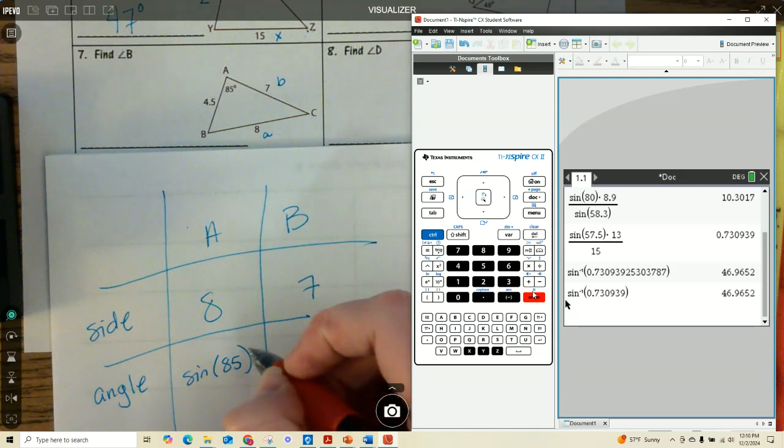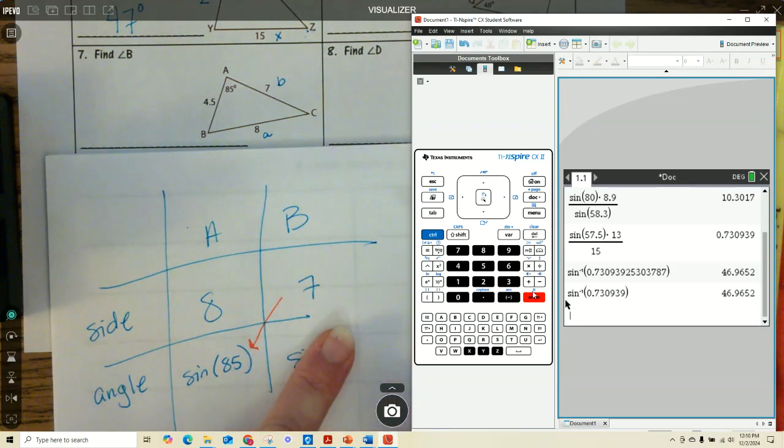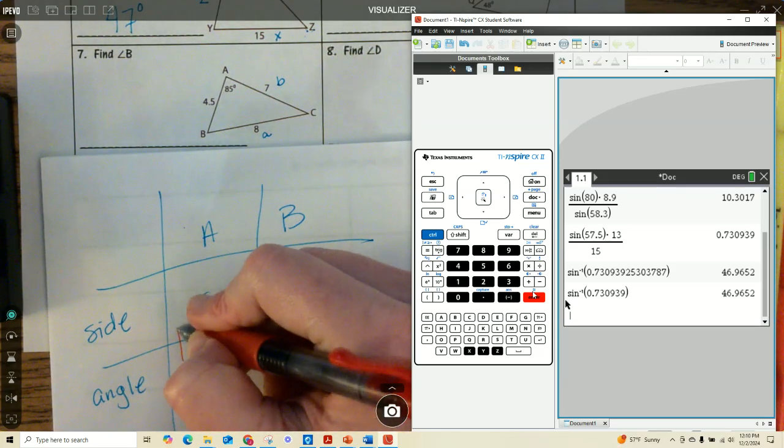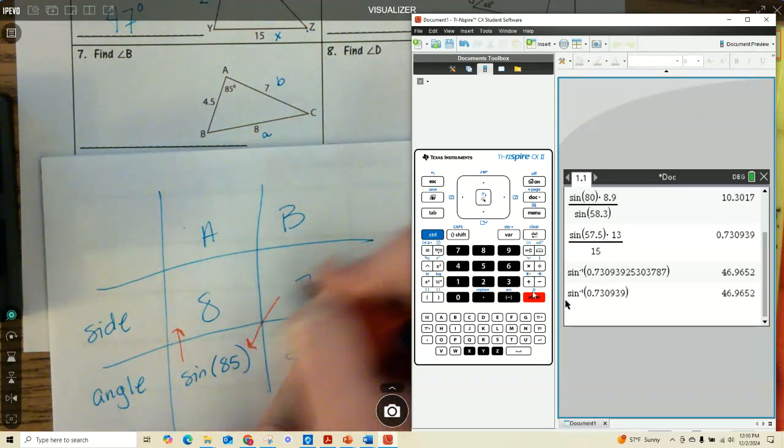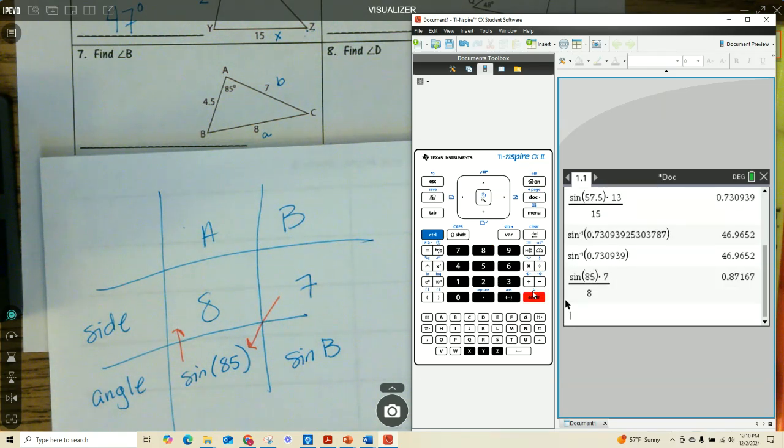And it doesn't matter. The other one I went this way, I cross multiplied. You can cross multiply this way. Order of multiplication doesn't matter. It still comes out the same. What matters is that you're going at that diagonal. Multiply at a diagonal, divide by what's left. So this one would be the sine of 85. Whoa. The sine of 85 times 7 divided by 8. Long crazy decimal. That's equal to this.